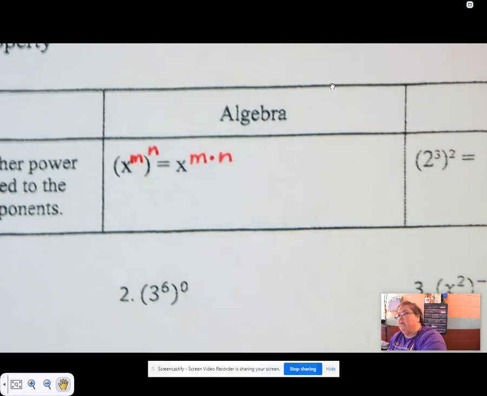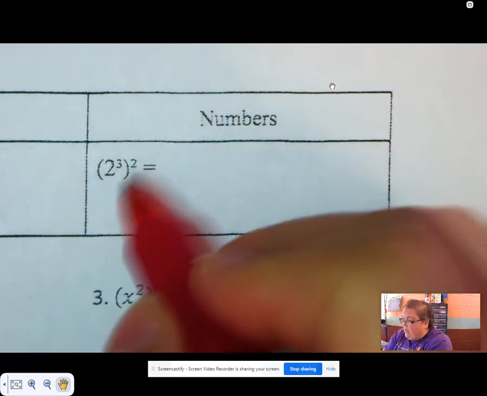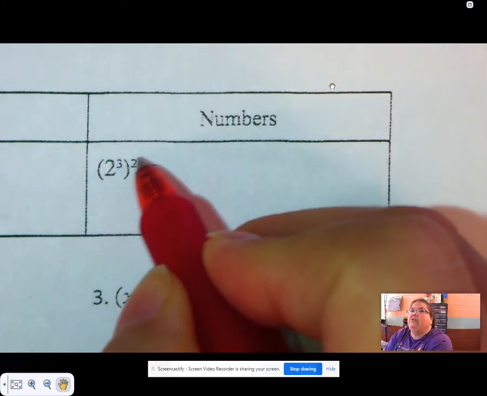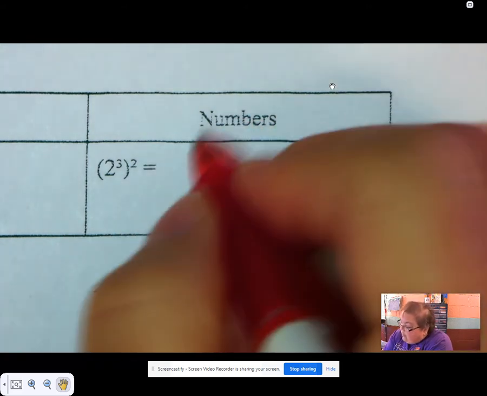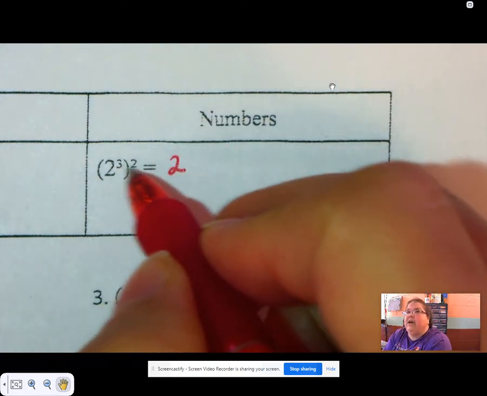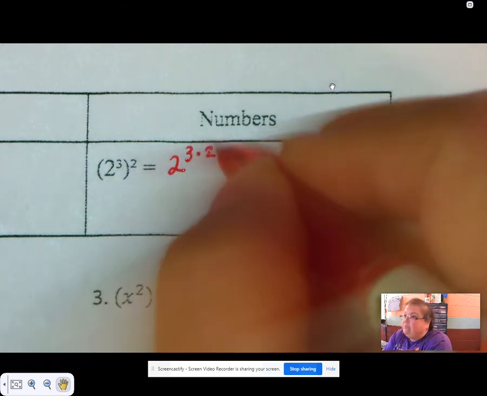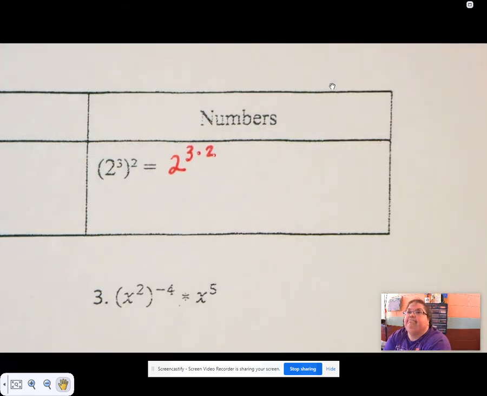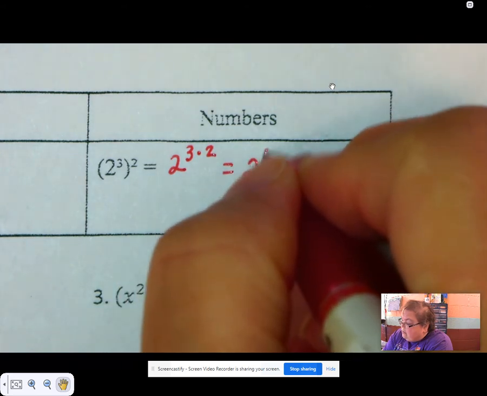With numbers, this is what it looks like. If I have 2 to the third power raised to the second power, we always keep the base. This time we're multiplying the exponents, 3 times 2. And what is 3 times 2? So 2 to the sixth power.